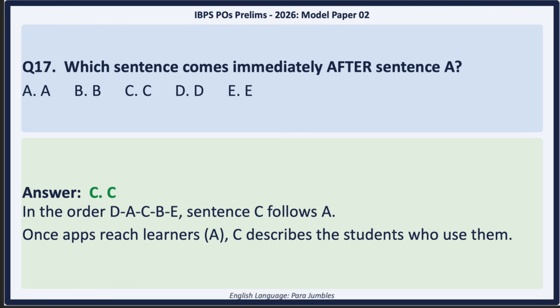It explicitly details what happens once the apps reach the learners mentioned in A. So our sequence is DAC, but we have B and E left. Right. Now we introduce tension. What is the counter-argument to these apps? Sentence B. However, teachers warn that screens cannot replace classrooms, and that leaves E to resolve it. A blended model combining both is emerging as the way forward.